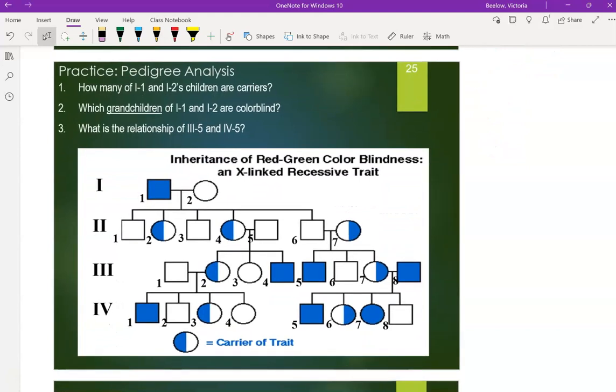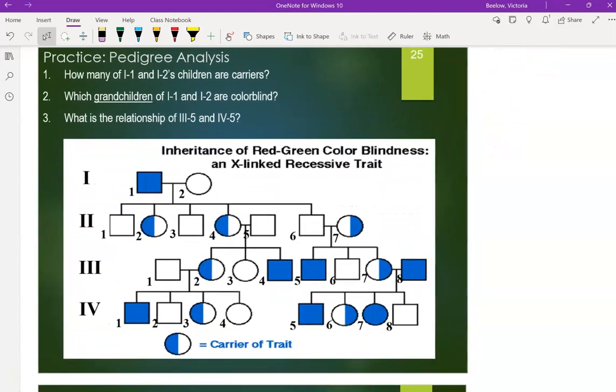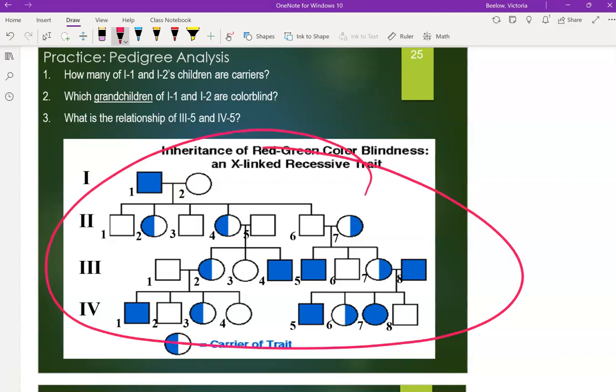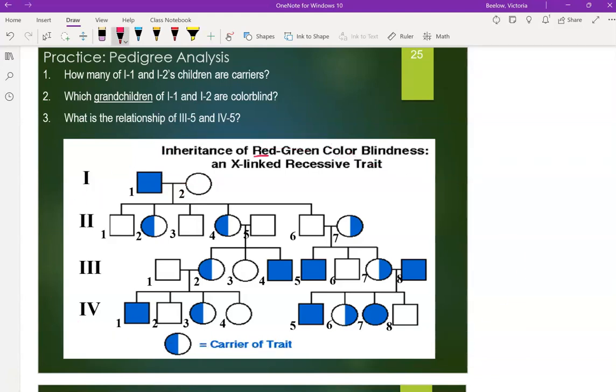All right, so as part of pedigrees on your test, you will do some analysis with those. Here we have a pedigree for red-green color blindness, which is an X-linked recessive trait, meaning it's found on the X chromosome and it's a recessive trait.